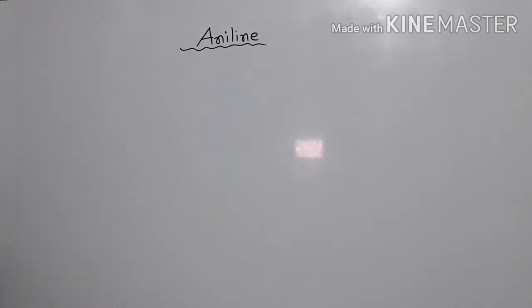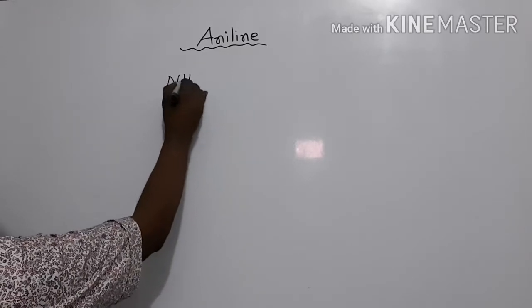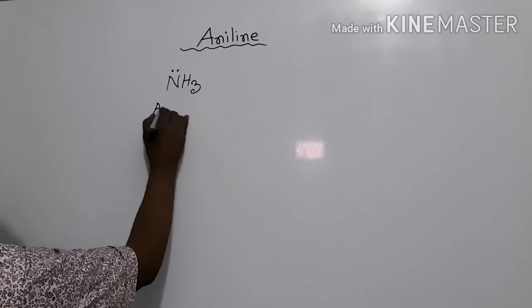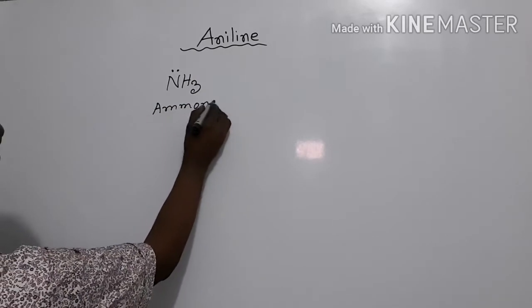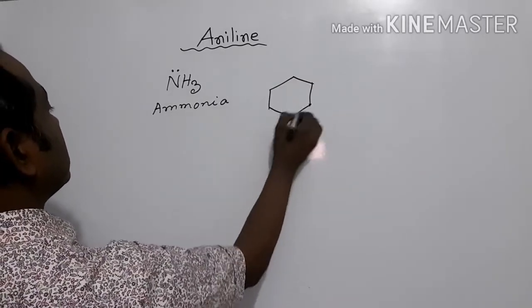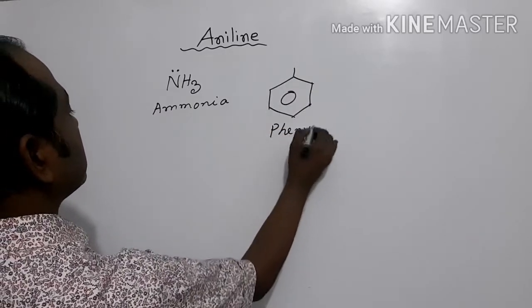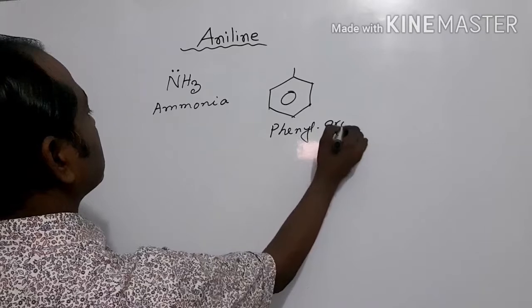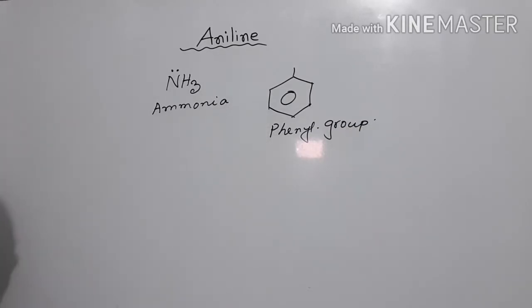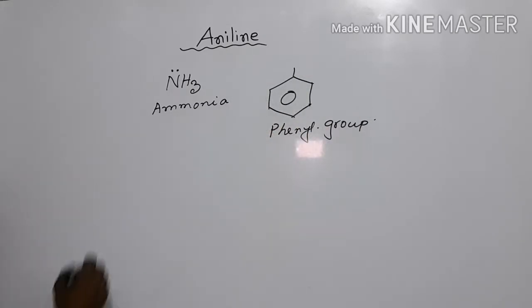What is aniline? Here, this one is ammonia. And this one is phenyl group. This one is also aryl group, and this one is aromatic part.